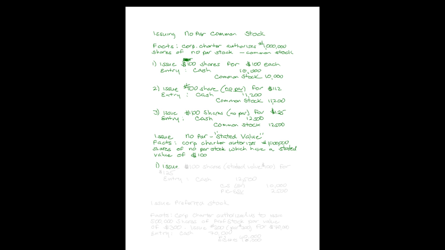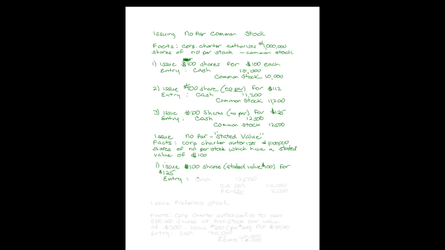So let's say we issue 100 shares of stated value stock, where the stated value is 100 also, for $125. We'll just jump to the big one, shall we? And we'll get the feel for it. What would the entry be?